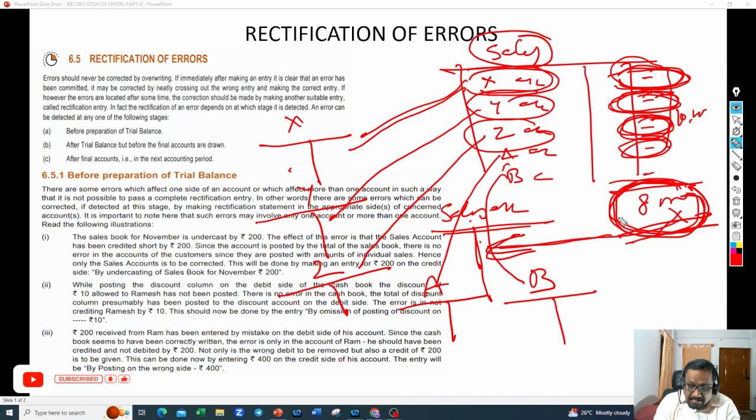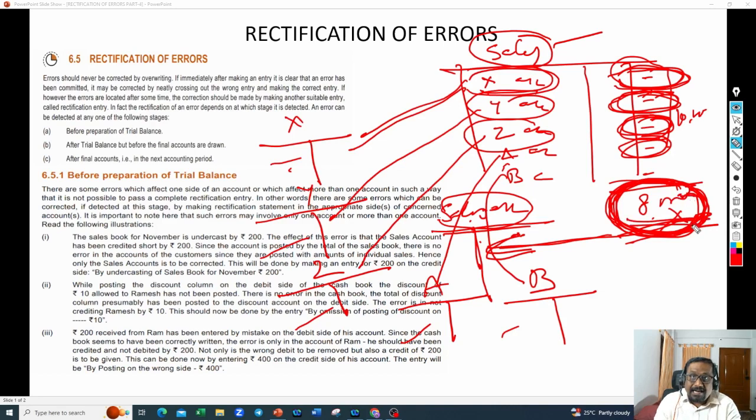So when an undercasting has happened in the sales book, it will have impact only on sales account. It will not have impact on X account, Y account, Z account, A account, or B account. It will have impact only on sales account. Why? You tell me why? Because sales account will be credited based on the total amount of the sales book.